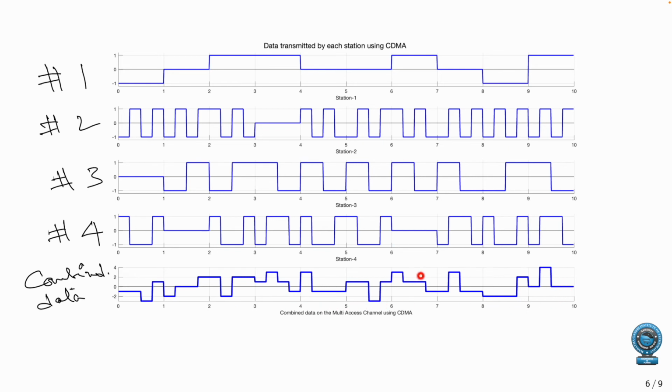Now the receiver should have a mechanism, or CDMA should allow a mechanism, through which the receiver can extract whatever data he wants. If he wants to extract the data corresponding to 1, he should be able to extract. If he wants data corresponding to 2, he should be able to extract from here. Likewise 3, and 4 also he should be able to extract. Let's see how he extracts it.